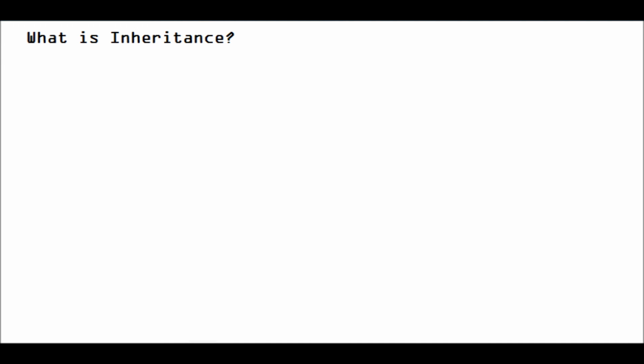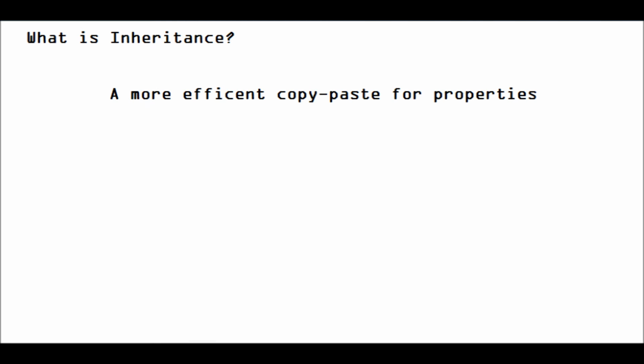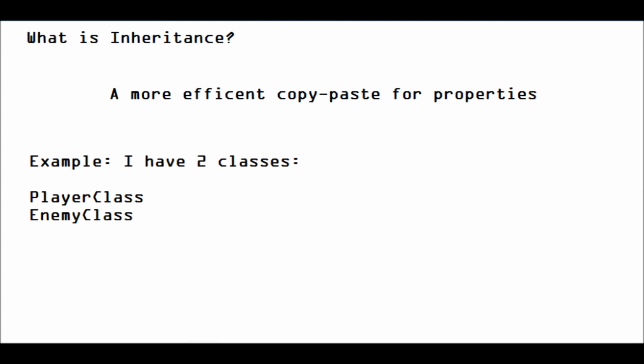Alright, so first of all, what is inheritance? Well, it's basically, and that's what I think at least, a more efficient way to copy and paste methods and properties. So let's assume I have two classes, a player class and an enemy class, and I say that both of those should have a health and a mana property, with the getters and setters for those, of course.